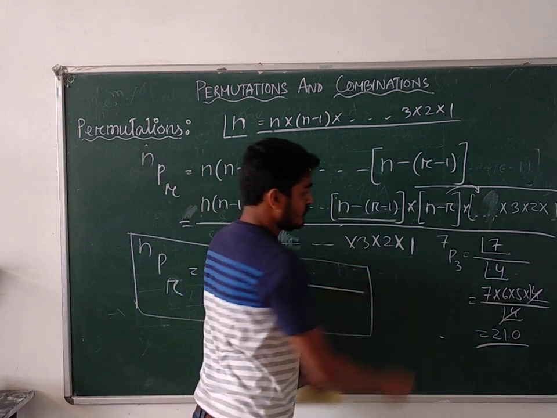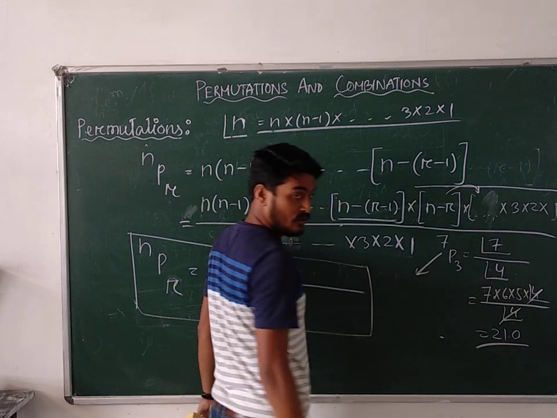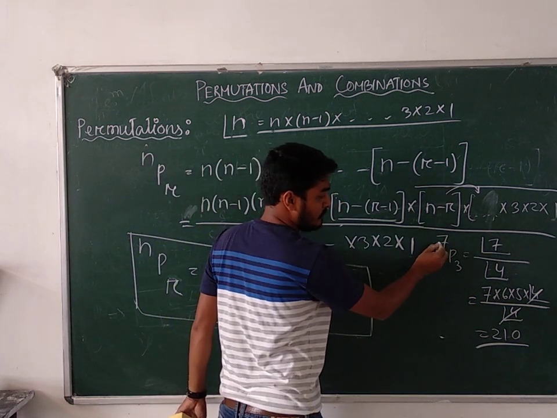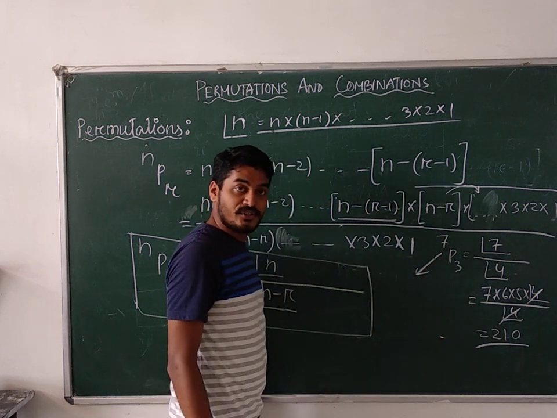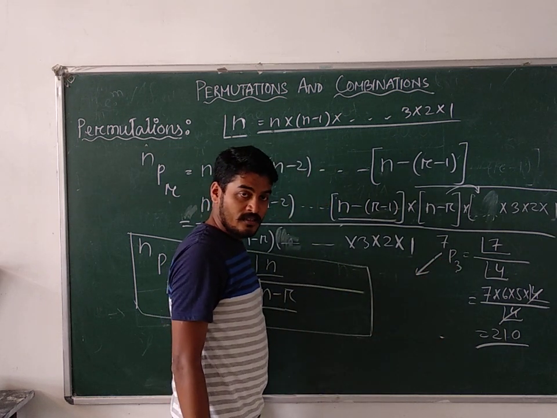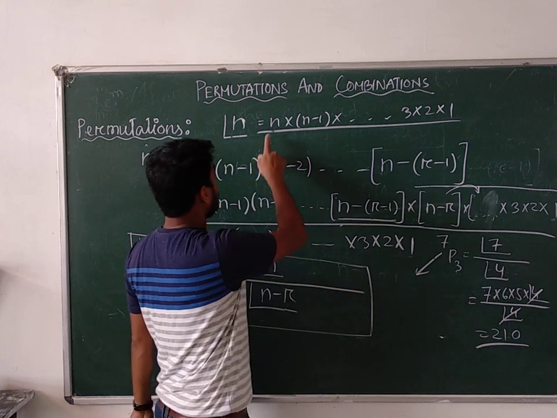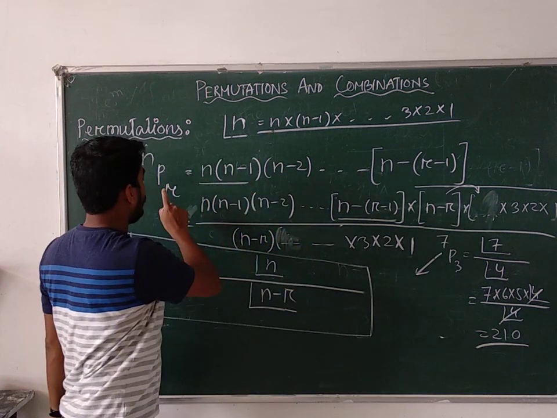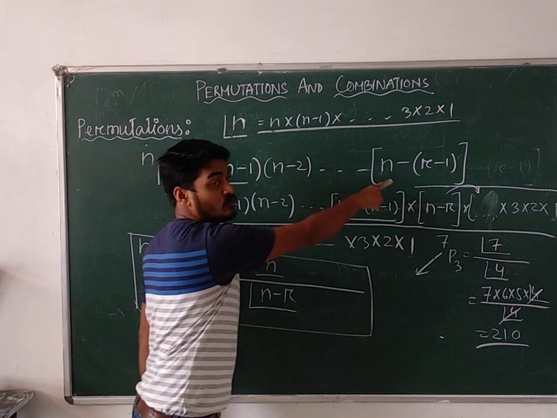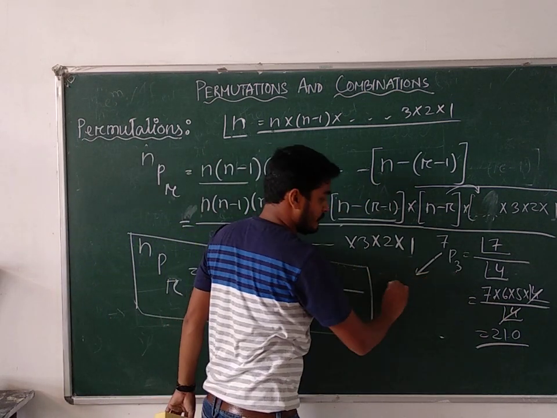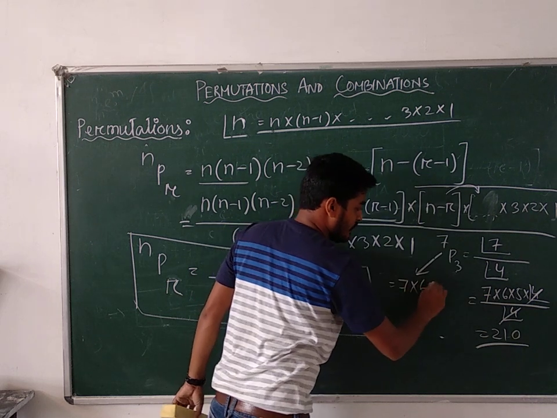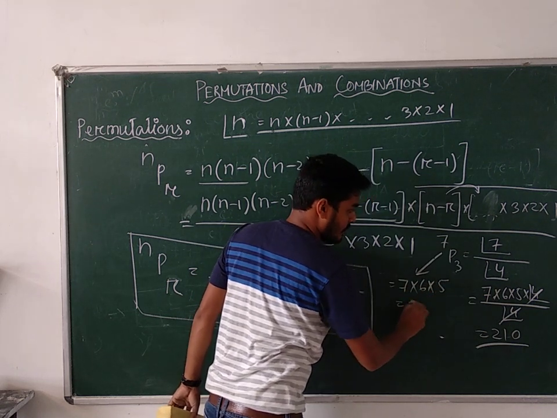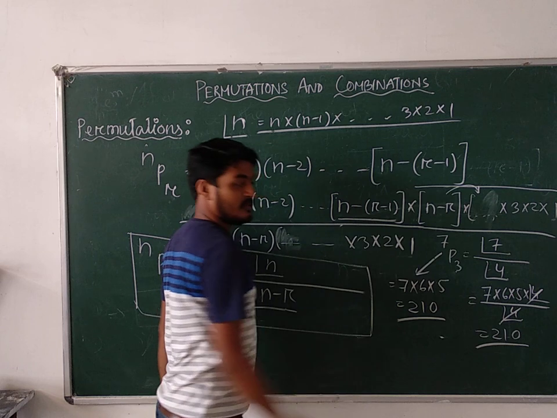In the same way, another process is there. It is already known to you. Out of 7 objects, how many objects do you have to consider? 3 objects you have to consider. That means in the expansion, how many terms will be there? If r is there, so r terms will be there. 3 is there, so 3 terms from 7 in decreasing order: 7 into 6 into 5. Just try to multiply: 210. Have you got the same answer?